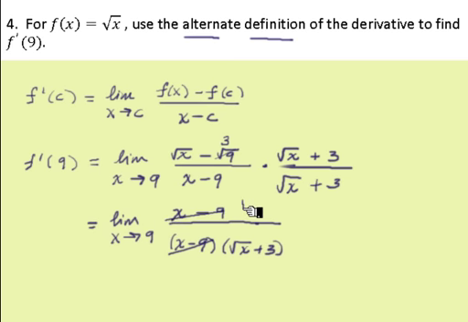We're left with a 1 in the numerator. And at this point we can actually take the limit, since we got rid of that x minus 9 factor from the denominator that was making the denominator 0 when substituting in 9. And now we can just substitute in the 9. So we're taking the limit, substitute in x equals 9, and we get square root of 9 plus 3, or 1 over 3 plus 3, that's 1/6. So that's the derivative at x equals 9, 1 over 6.